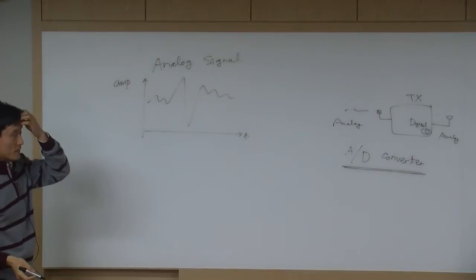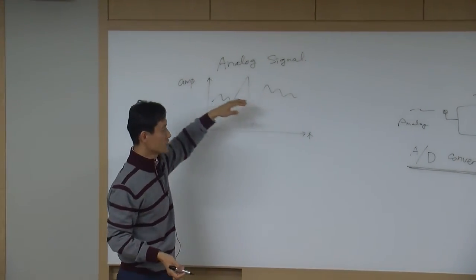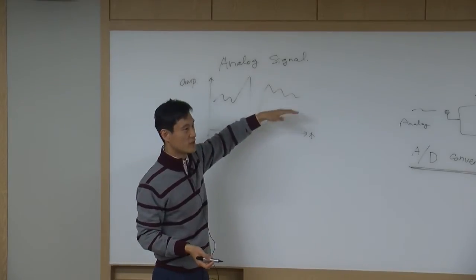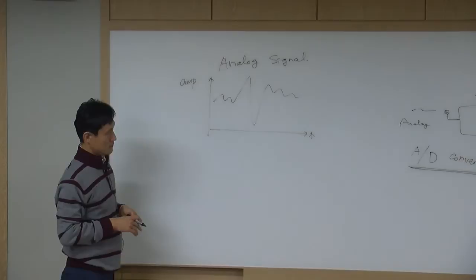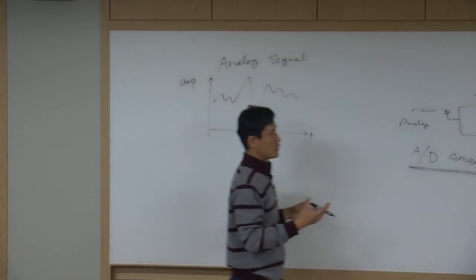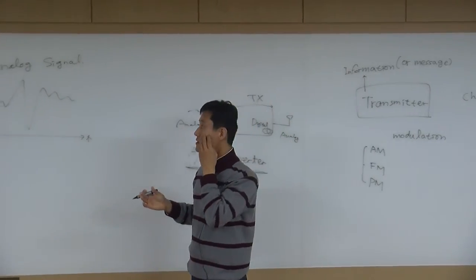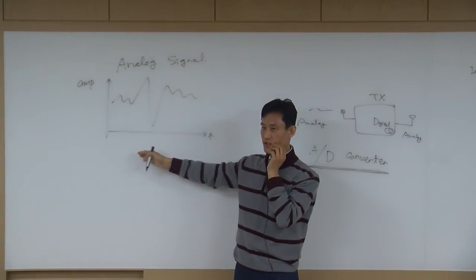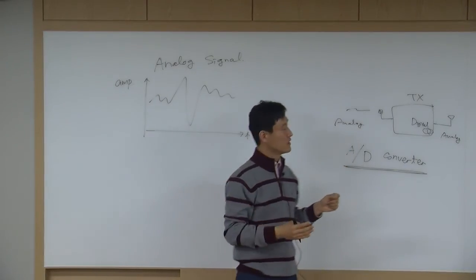So an analog signal has continuous time. Also, the value is continuously changing. So that's analog, right? My voice and whatever signal you can see over the air, that's all analog. So it's always continuous: continuous time, continuous value. The signal will be continuous.